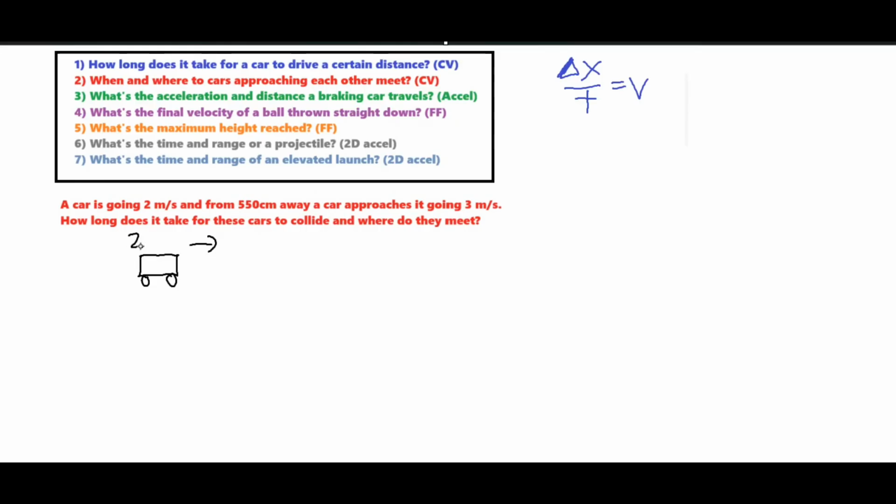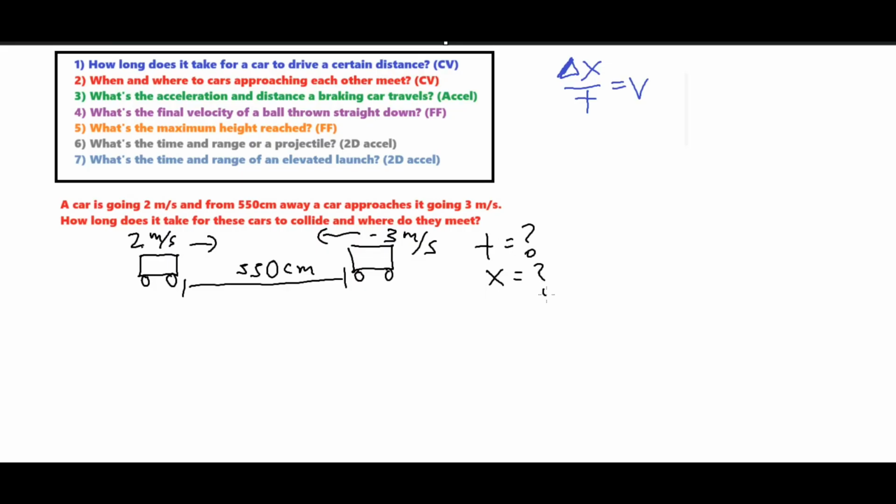A car that's going 2 meters per second, and then from 550 centimeters away, we have a car that approaches it moving 3 meters per second. Because it's going in the exact opposite direction, we're going to call that -3 meters per second. We're going to find out how long it takes for these cars to collide and where they meet. So we're looking for a time and a position where this occurs.